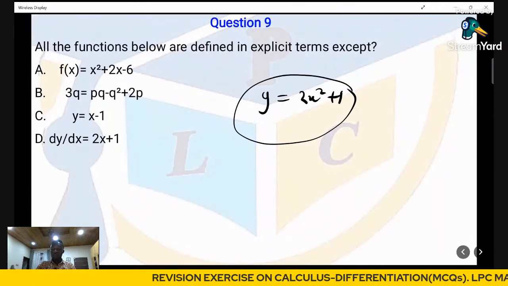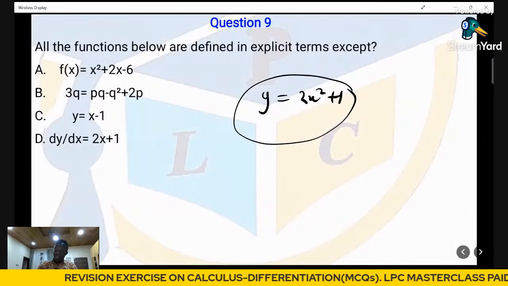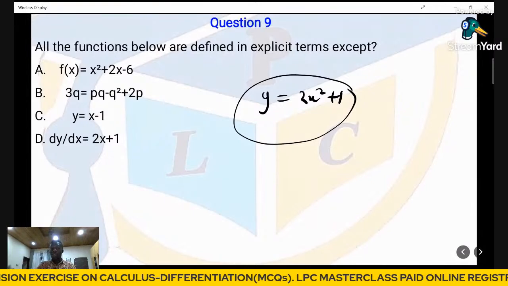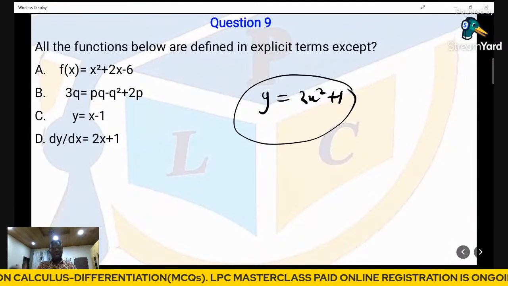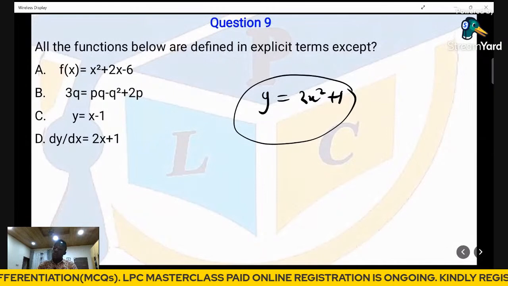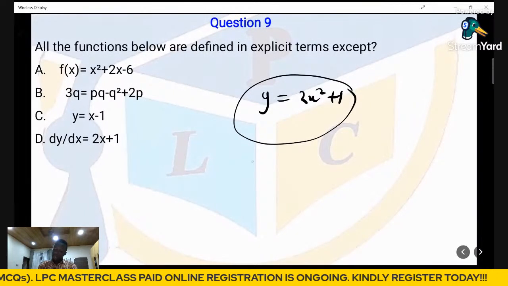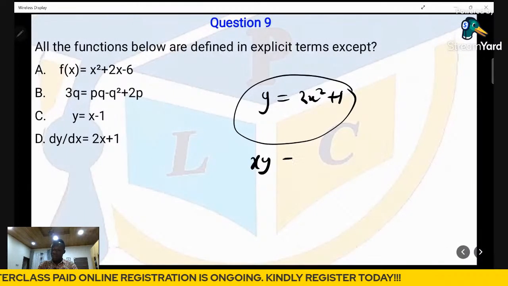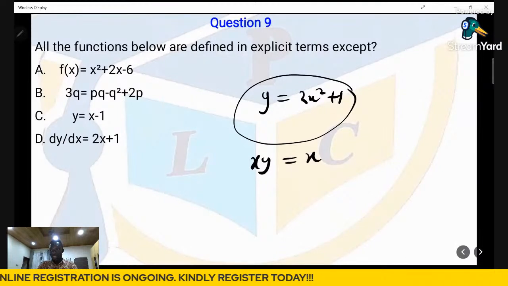By explicit terms, we mean that we have one variable on one side and a variable on the other side of the equation. But by implicit, we mean that we may have, say, x and y on one side, at the same time having x on the other side. This is what we call the implicit form.